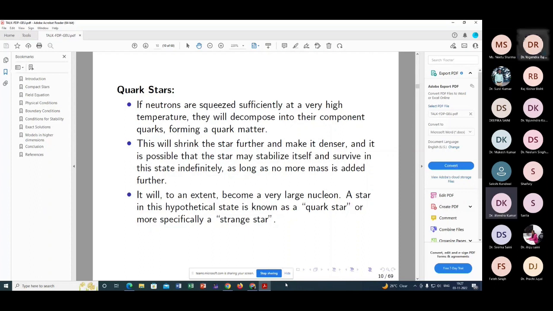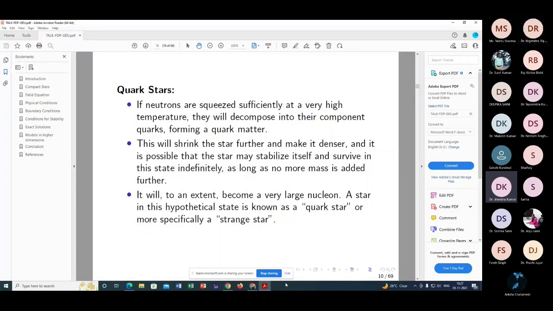So it will, to an extent, become a very large nucleon. This hypothetical state is known as a quark star, or more specifically a strange star. Means we can say quark star, or we can say strange star.